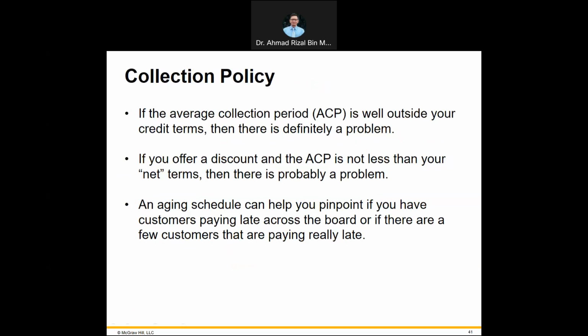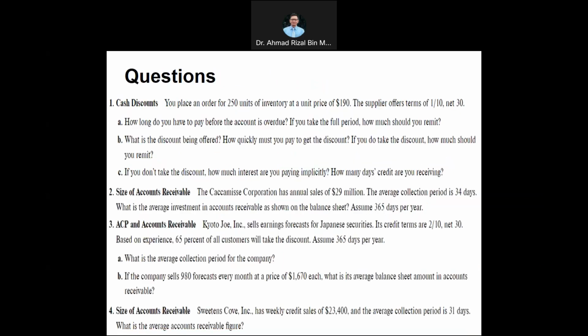And you also compare against the industry or sector standards, particularly against your competitors, to see whether you are lagging behind or ahead, in terms of payables and also in terms of collecting your receivables.